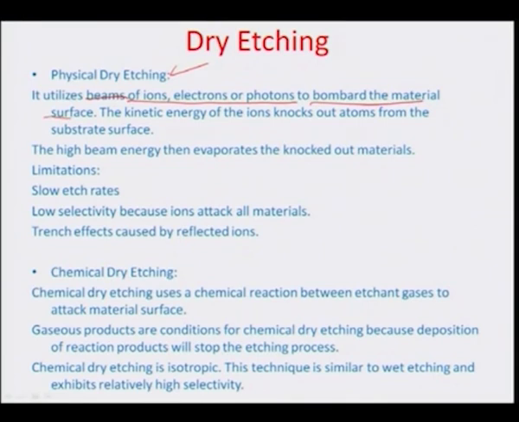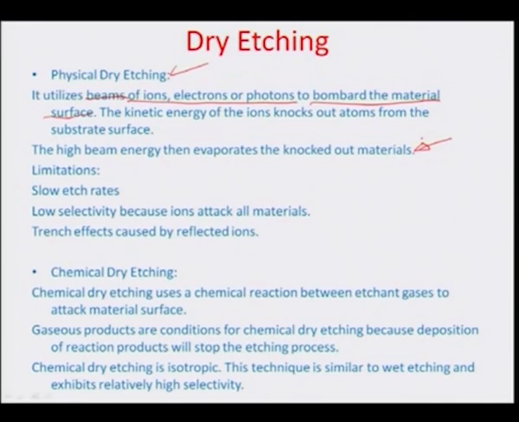So, it would kick off the material which is placed on the surface and well bonded. So, there is an exchange of kinetic energy of these ions, and atoms come out from the substrate surface because of this kinetic energy delivered onto the substrate. The high beam energy sometimes evaporates the knocked out material, and we will study in great detail the mechanics of removal of material when we talk about electron beam machining or e beam machining.